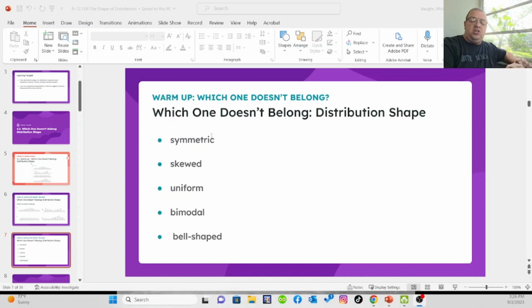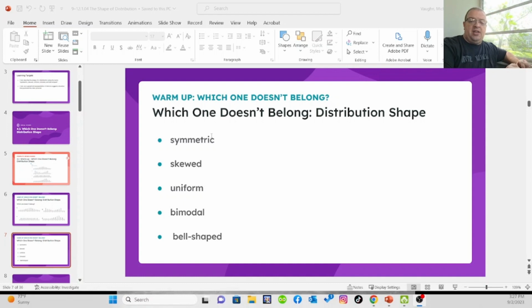So symmetric means that if I go out to the left and the right from the middle, then it's going to change or stay the same in both directions. If we say skewed, that means I have a distribution shape where most of the data is on one end or the other, and there's a tail on the opposite end from where that majority data is.